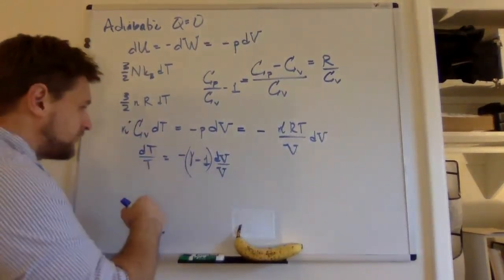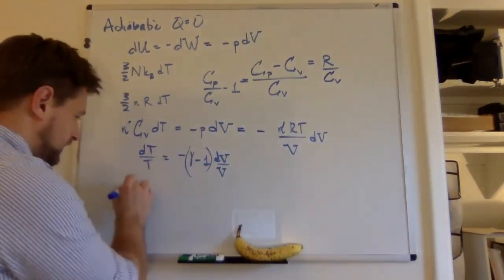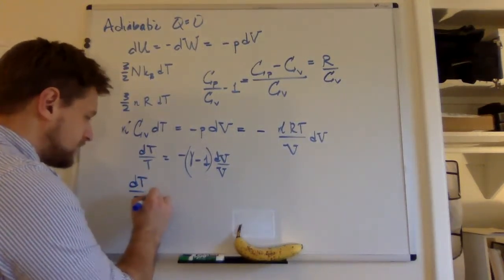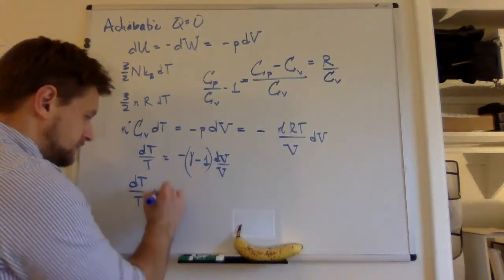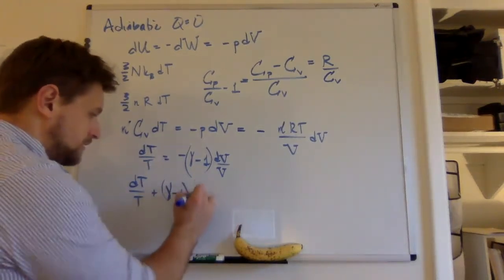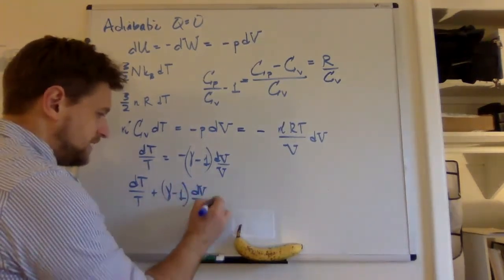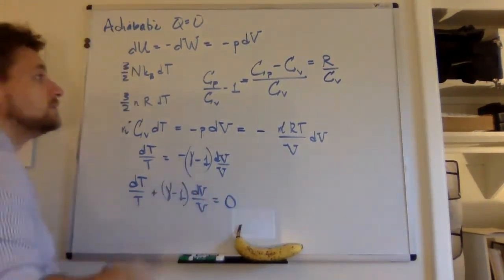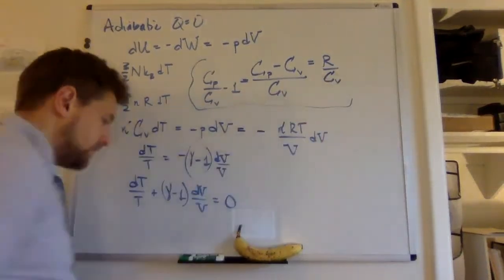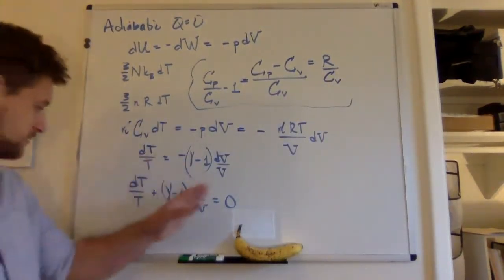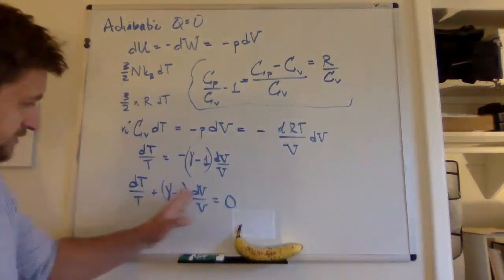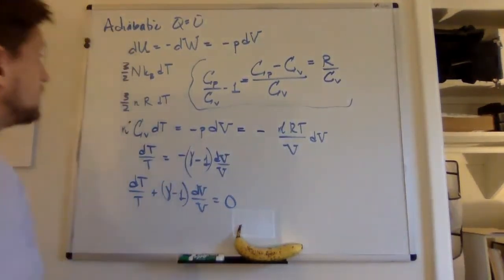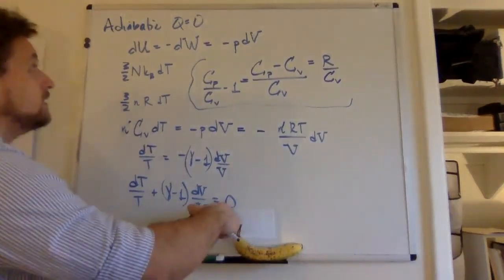Let's bring everything to the same side again so that we don't have this minus sign rattling around. dT over T plus gamma minus 1 dV over V equals 0. From here, let's integrate term by term. This term will get us the natural log of T. This term will get us the natural log of V, and we'll go from there. So let me start here.